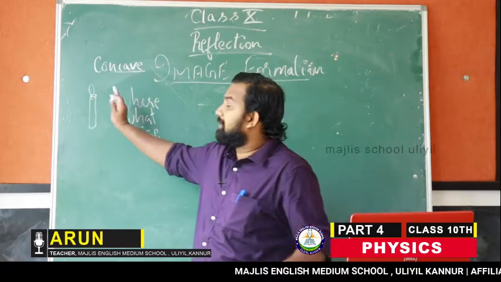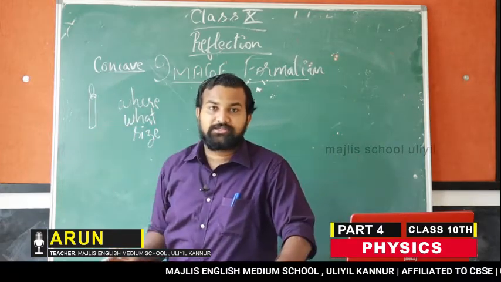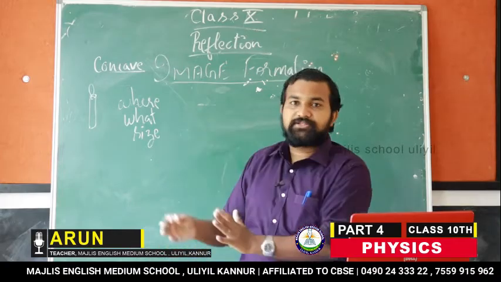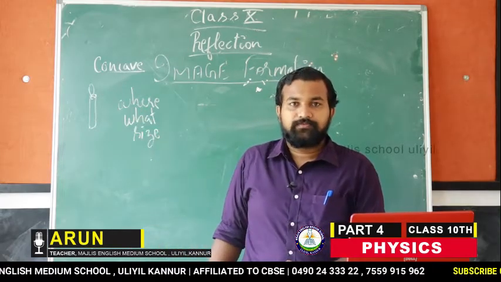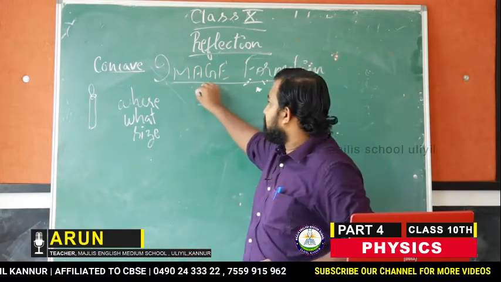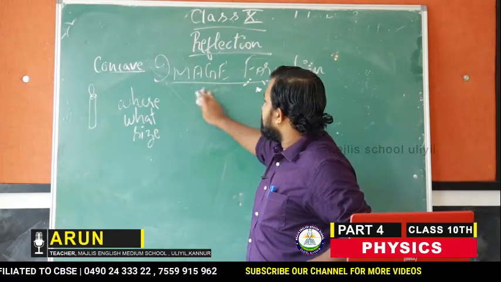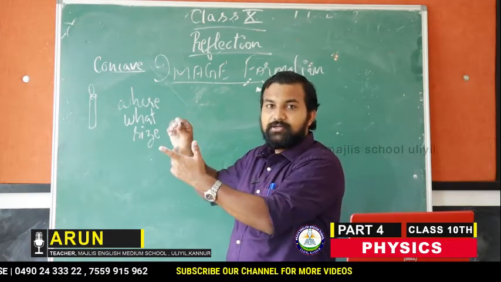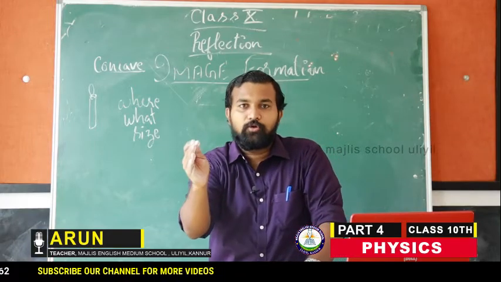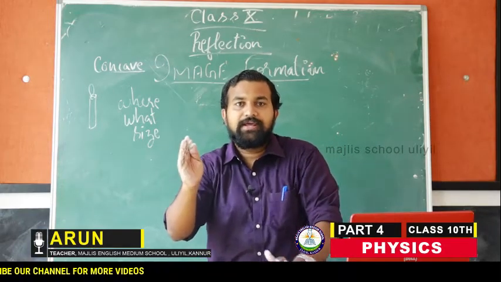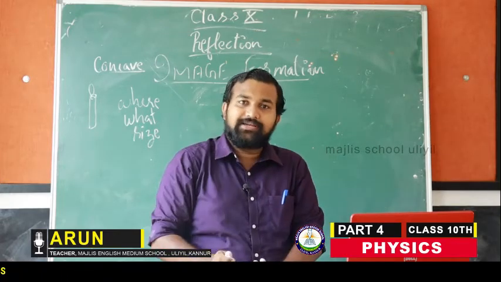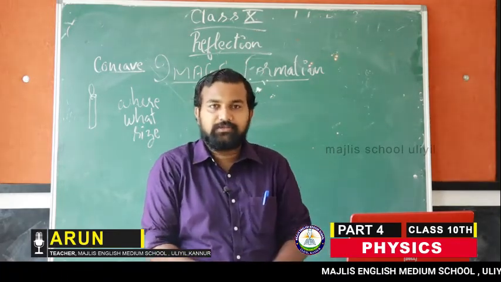So we will keep the object at different positions. First we will keep it at infinity, a long distance from the mirror. Then we will bring it closer, near to C, not at the center but near to the center. Then we will push it closer again and keep it at the center of curvature.